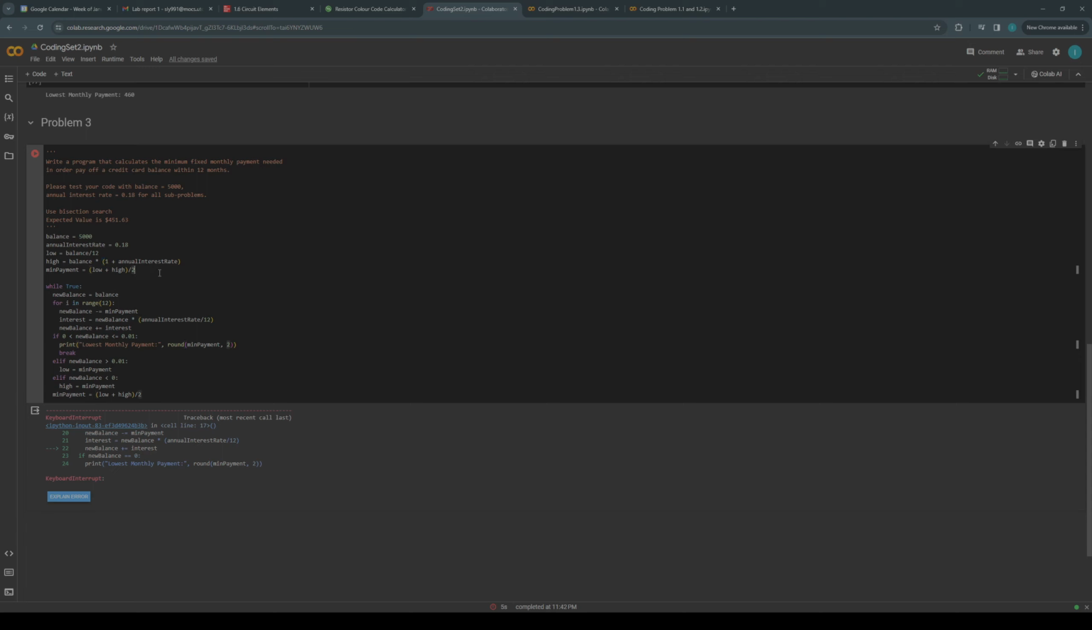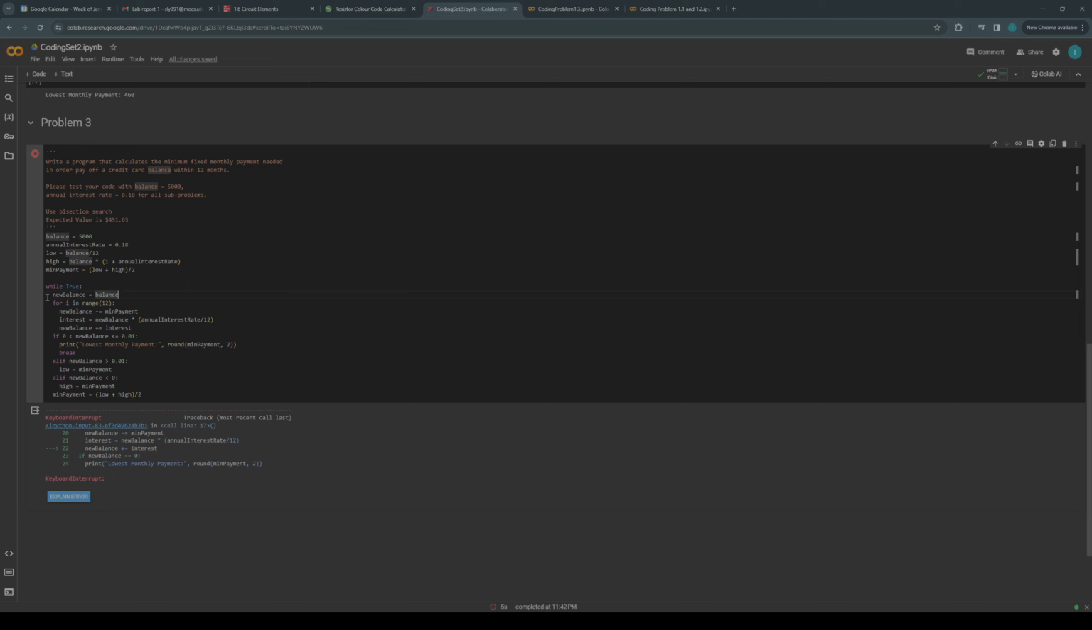And then our minimum payment, we're going to be squeezing it. It's going to be somewhere in the middle of low and high. While we go through that bisection search, it's going to be bringing those low boundaries higher and the high boundaries lower. Eventually we squeeze it together and we're going to find that right minimum payment. So just like with problem number 2, we're starting off with a while statement. It's going to keep looping until we break out of it.